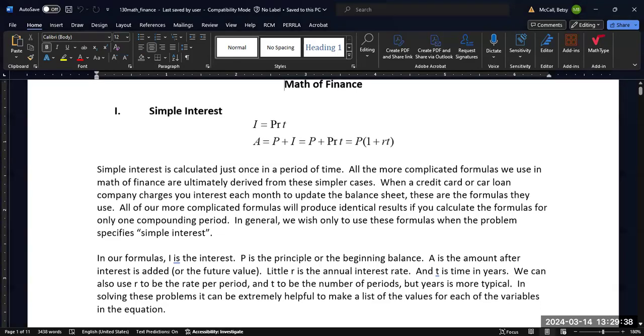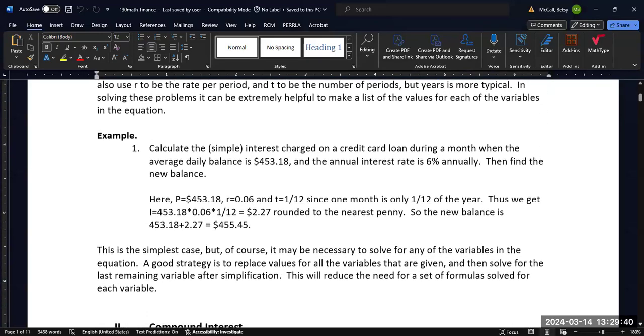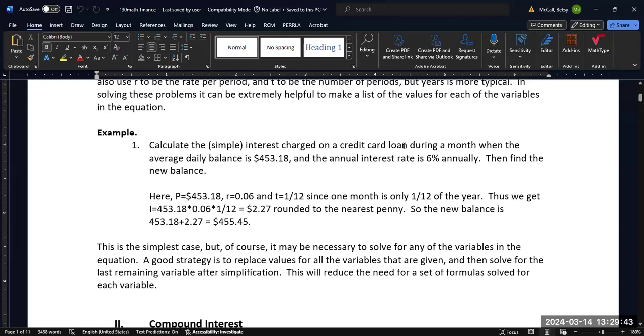Now let's go through and do an example. So if I want to calculate the simple interest charged on a credit card loan during a month when the average daily balance is $453.18 and the annual interest is 6% annually, that is a very good rate, then find the new balance. So the principal here is 453.18, R is 0.06, and the time period is 1 month. So since this is an annual rate, the time period will be 1 out of 12. And then we just multiply through and we get 2.27 to the nearest penny.